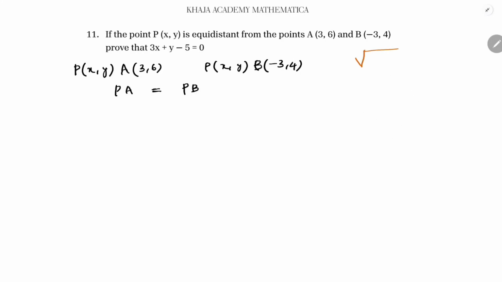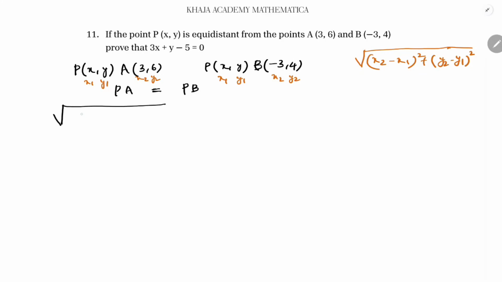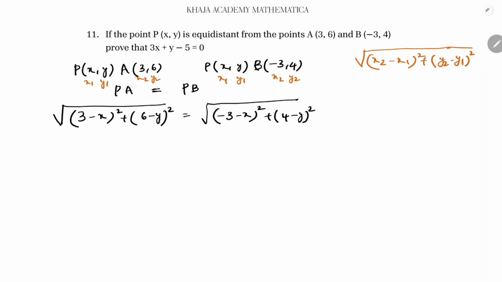under root (x2 minus x1) whole square plus (y2 minus y1) whole square. So here this is x1 y1 x2 y2, and in the PB case also x1 y1 x2 y2. Now if I substitute the values, under root (3 minus x) whole square plus (6 minus y) whole square. Here, applying the same thing, (minus 3 minus x) whole square plus (4 minus y) whole square.